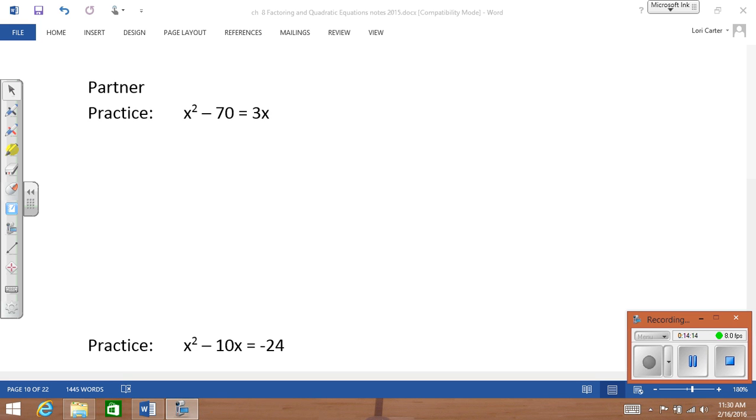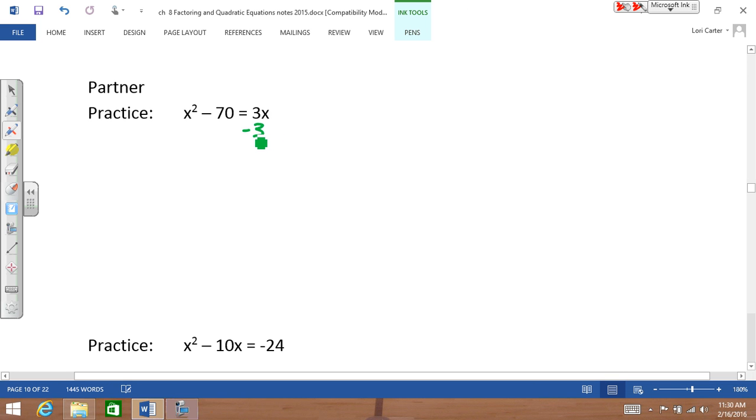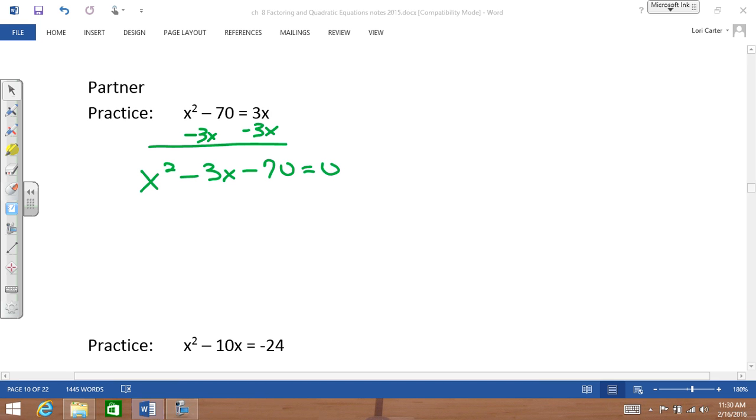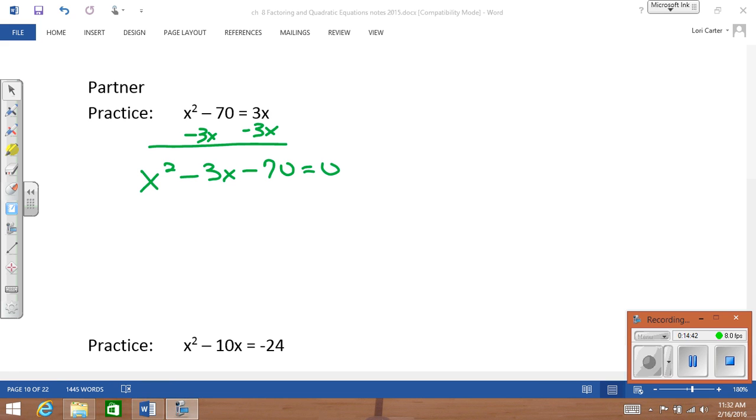Okay, what did you do for the first step? Let's make sure everybody's right. Set it equal to 0. You subtract the 3x. Where does the 3x go? After the 70. No, Christian, come on. You better write it in descending order. You didn't tell us to do that. I don't have to tell you. Yes, you do.